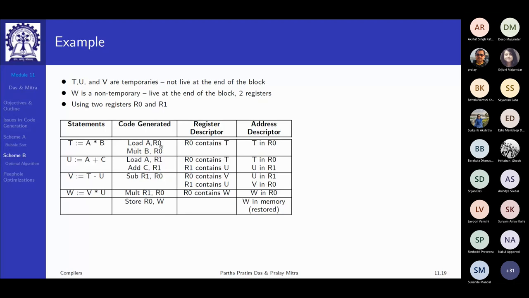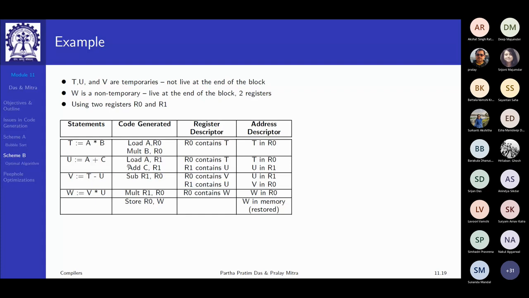And as you load A into R0, you have the variable in R0, then you will multiply B to R0, the right operand to R0. So the result is now what is T. So R0 now contains T. T is in R0. This is the register descriptor and address descriptor.